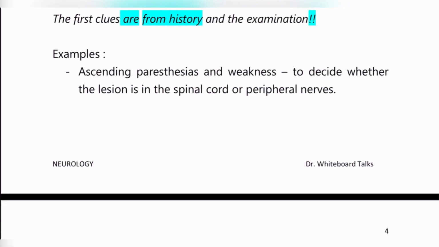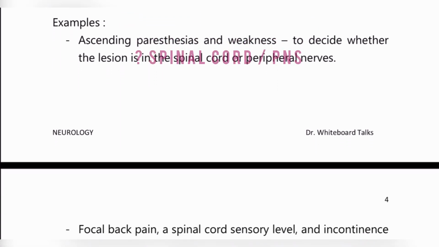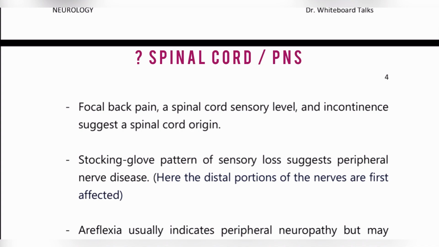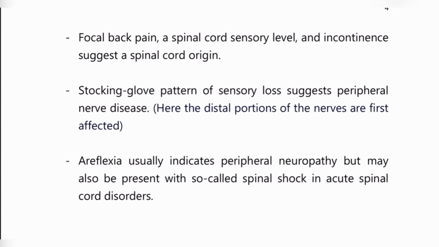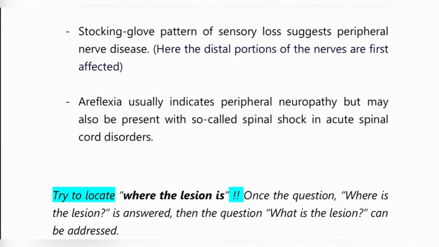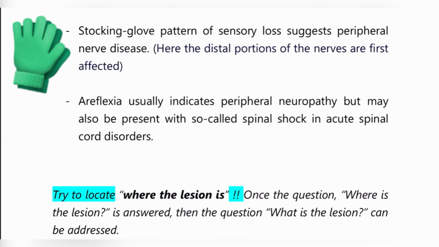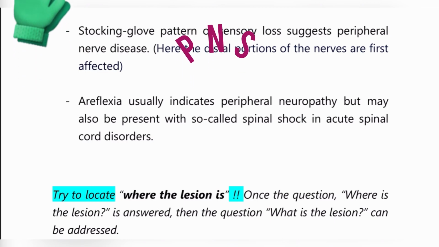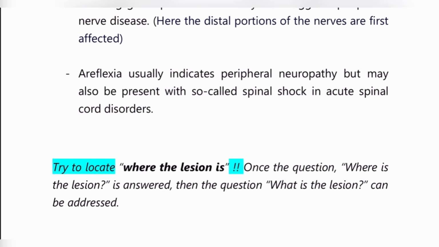For an example, eccentric paresthesias and weakness: there should be a spinal cord or peripheral nerve lesion. If there is a focal back pain, or a spinal cord sensory level, or incontinence, there is a spinal cord origin. If there is a stocking-glove pattern of sensory loss, that suggests a peripheral nerve disease. Here, the distal portion of the nerves is affected first.